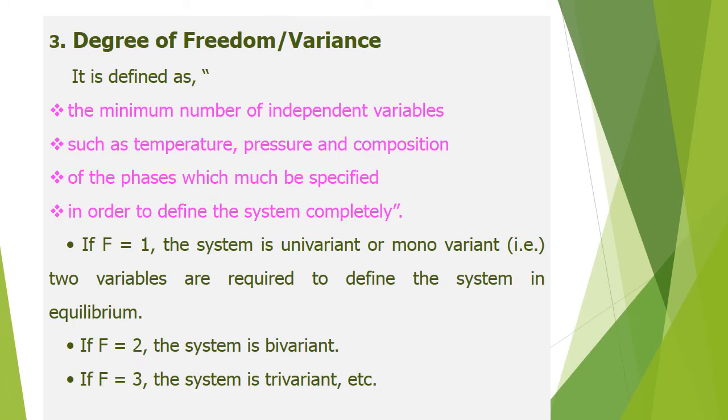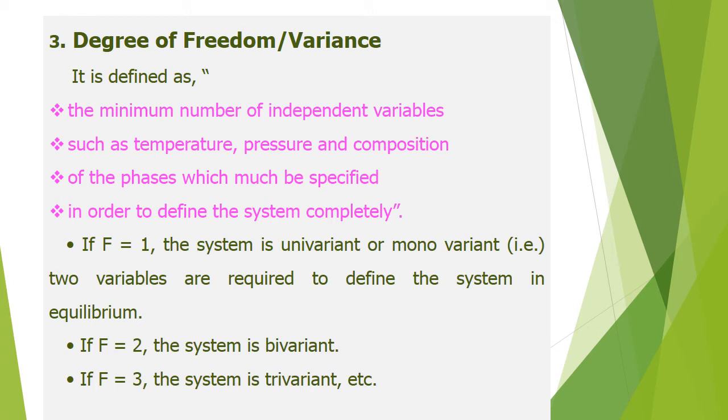Let us see now the degrees of freedom or variance definition. It is the minimum number of independent variables. How many variables are required? The minimum variables, such as temperature, pressure, and composition of the phases, which must be specified in order to define the system completely. To define a system, how many variables are required? The minimum variables, which are independent in nature, required to define a system are called the degrees of freedom or degrees of variance.